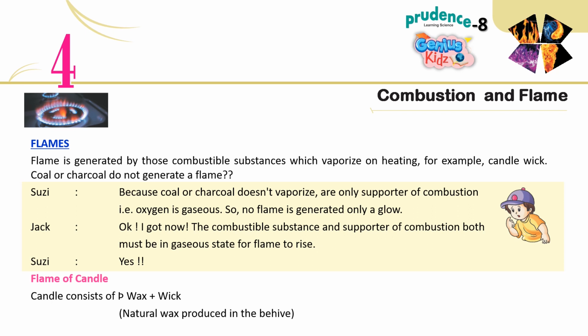Flames. Flame is generated by those combustible substances which vaporize on heating, for example, candle wick. Coal or charcoal do not generate a flame. Suzy: Because coal or charcoal doesn't vaporize, they are only supporter of combustion. That is, oxygen is gaseous. So, no flame is generated, only a glow. Jack: Okay. I got it now. The combustible substance and supporter of combustion both must be in gaseous state for flame to rise.